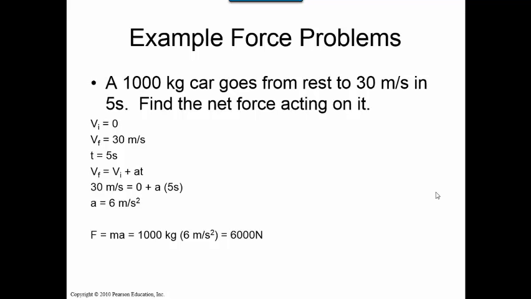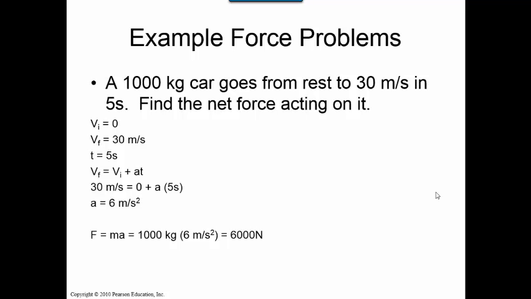First, let's list what we know. Vi is 0 because we start from rest. Vf is 30 meters per second. Time is 5 seconds. So in order to find the force, F equals ma, we have to have a. So we're going to look for a in this problem. The formula we'll use is Vf equals Vi plus at. When I plug in my numbers, I'll get an acceleration of 6 meters per second squared.